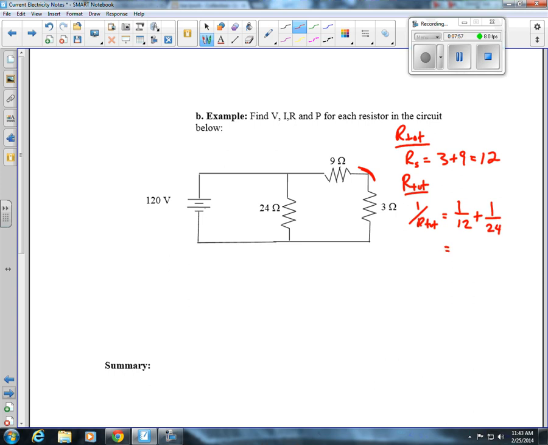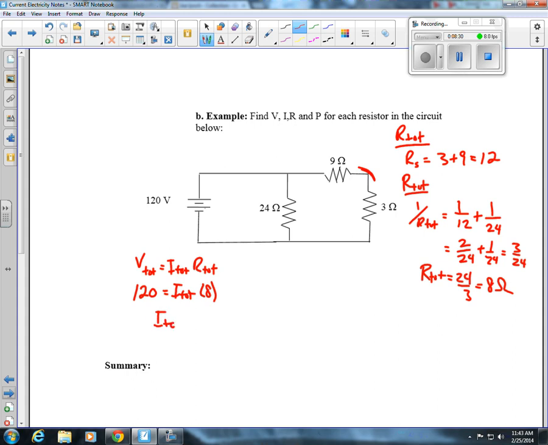That's going to give me my common denominator is 24, so 2 over 24 plus 1 over 24 is 3 over 24. Now remember, that's the reciprocal of the total, so our total is equal to 24 over 3, which is 8. So now I know this whole mess is equivalent to one 8 ohm resistor. So now I can do V total is I total times R total. So 120 equals I total times 8. That gives me a total current of 15.